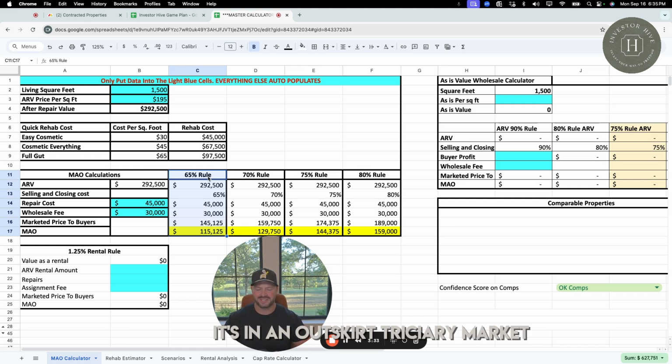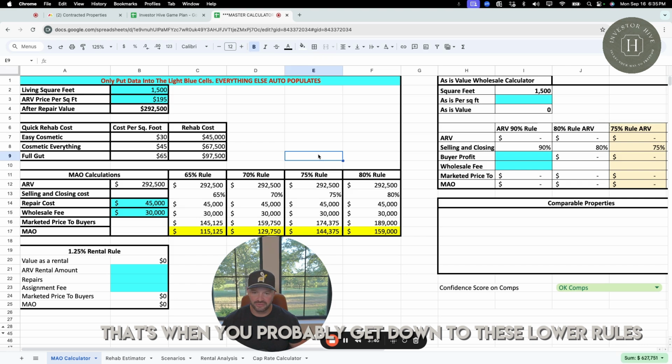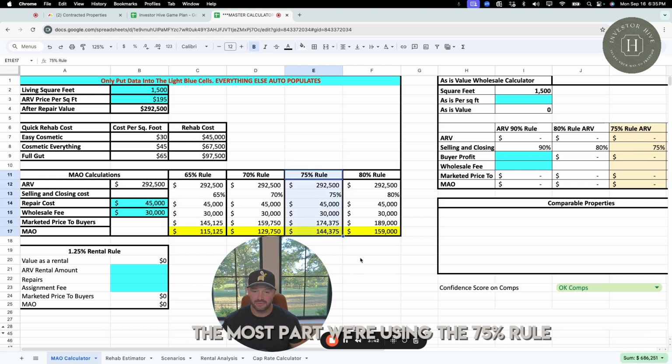It needs a bunch of work. It's in an outskirt tertiary market and it needs a bunch of work, right? That's where you probably get down to these lower rules. For the most part, we're using the 75% rule.